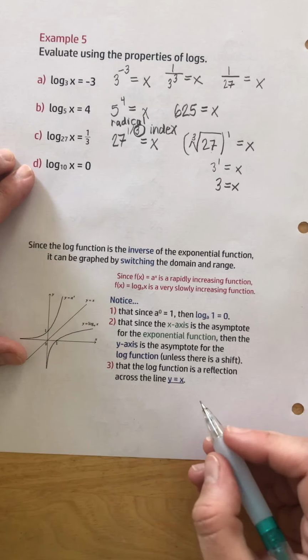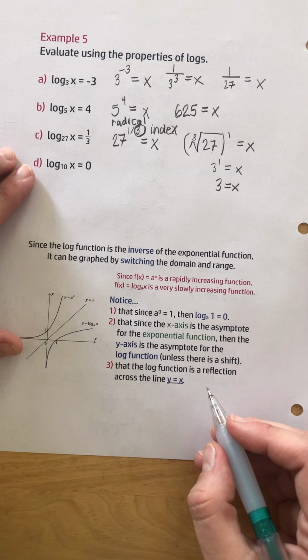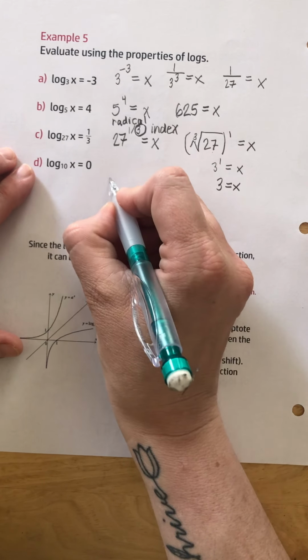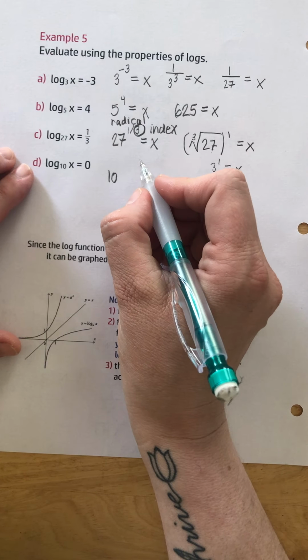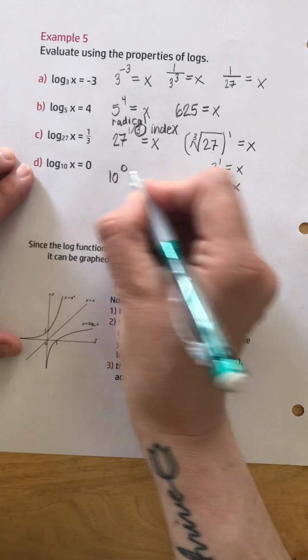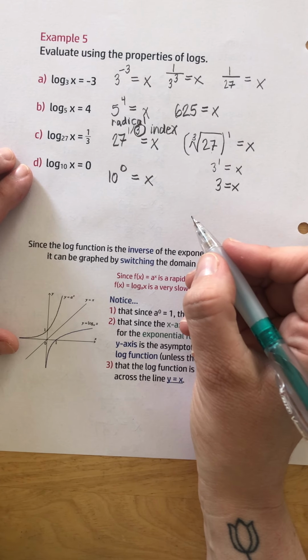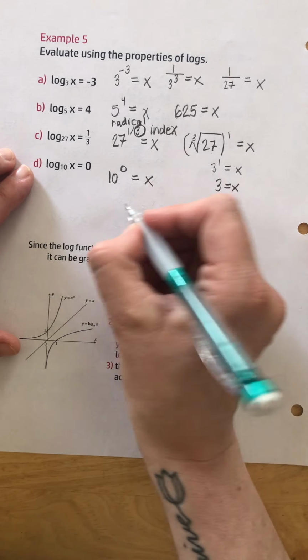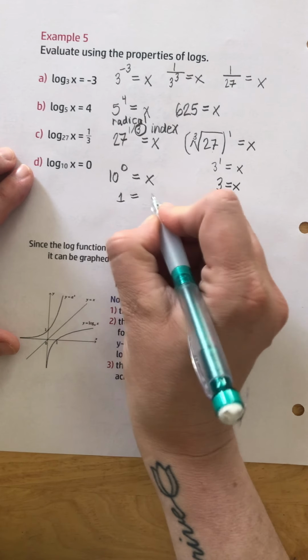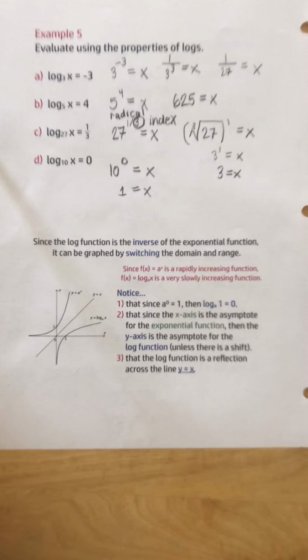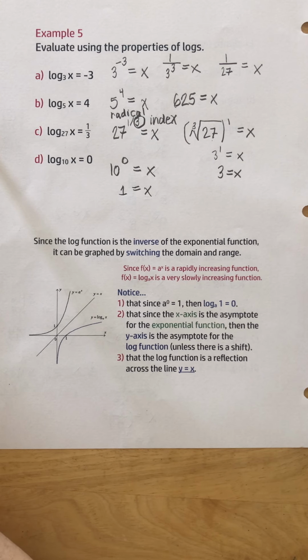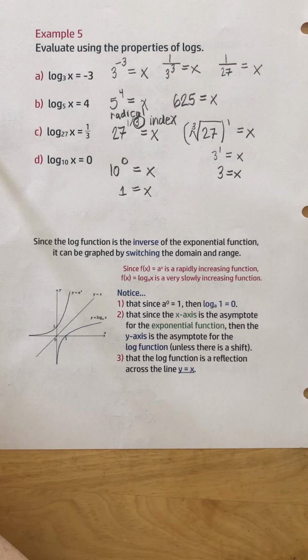All right, last one. Log base 10 of x equals 0. Base is 10. Exponent is the answer to the log, so 0. And we're going to set that equal to x. 10 to the 0. Well, if you raise something to the 0 power, you get a big fat 1. So x equals 1. All right, so that takes us through part 1 of 8.4.